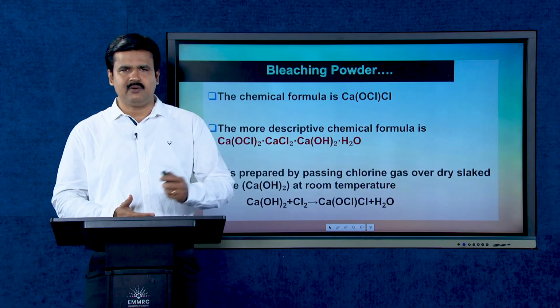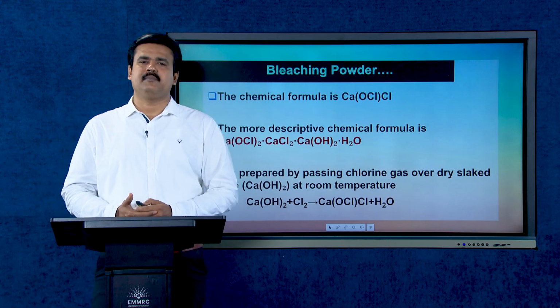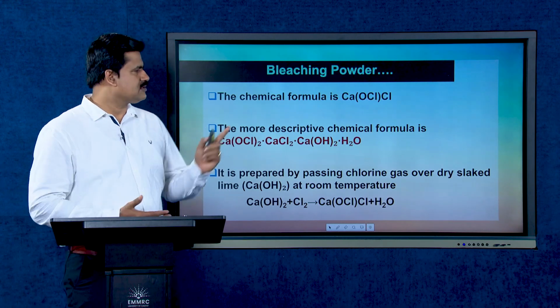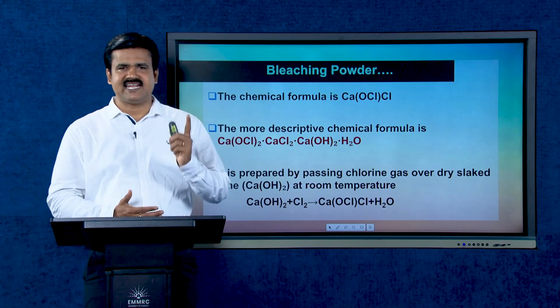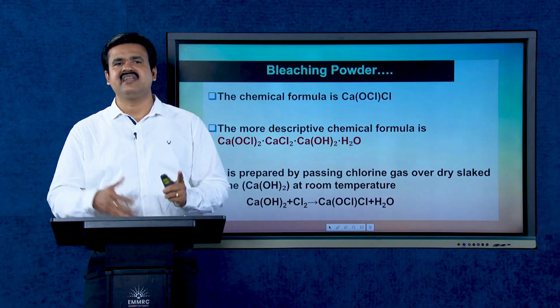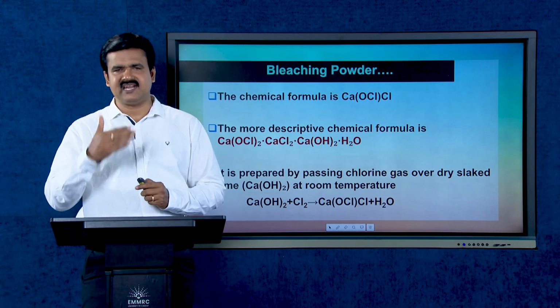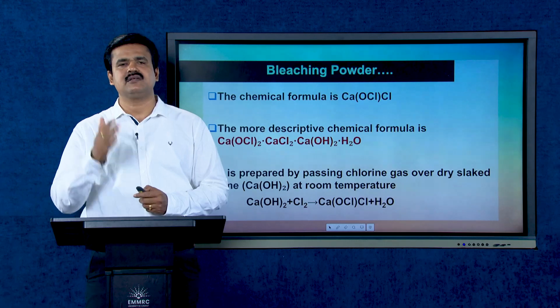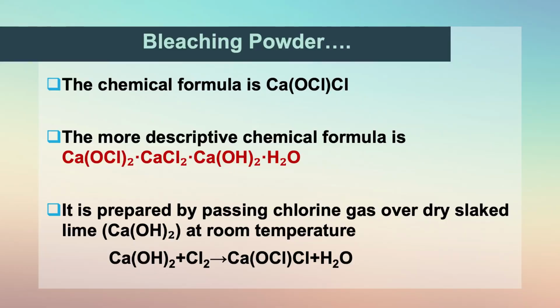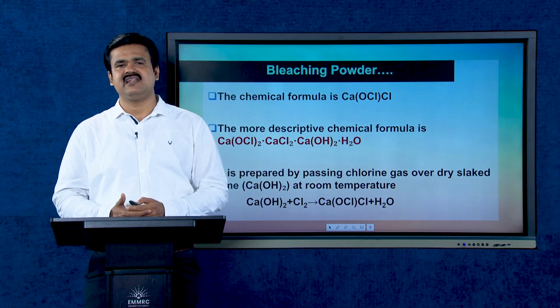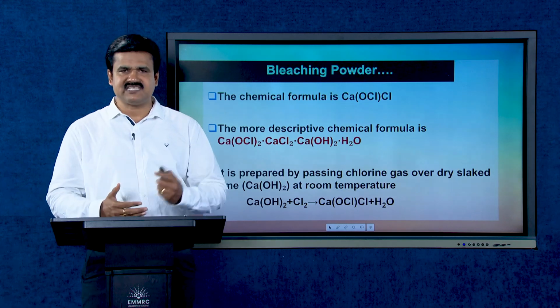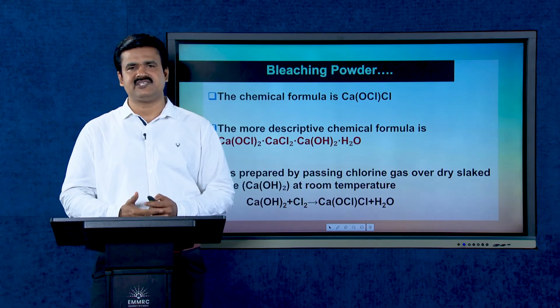Now, the bleaching powder is prepared by passing chlorine gas over dry slaked lime. Slaked lime is Ca(OH)2, and the passage of chlorine gas through dry slaked lime is performed at room temperature to obtain the bleaching powder. The reaction responsible for the formation of the bleaching powder is shown here. Ca(OH)2, that is slaked lime, plus Cl2 produces CaOCl2 plus H2O. CaOCl2 is the active component of the bleaching powder, that is calcium chloride hypochlorite.